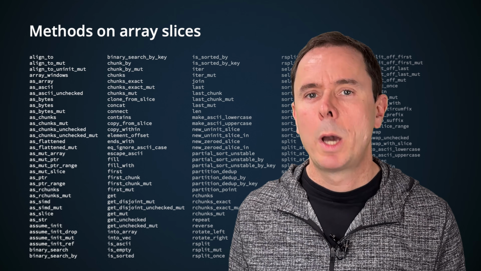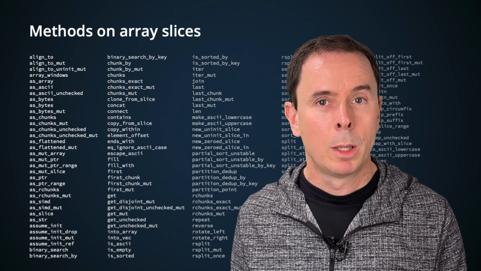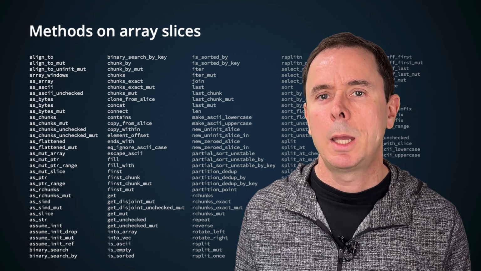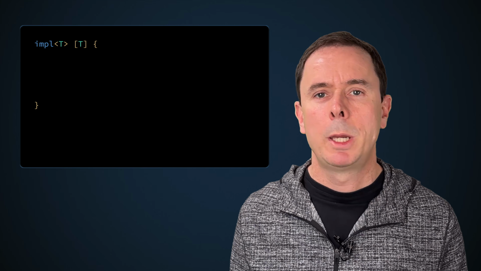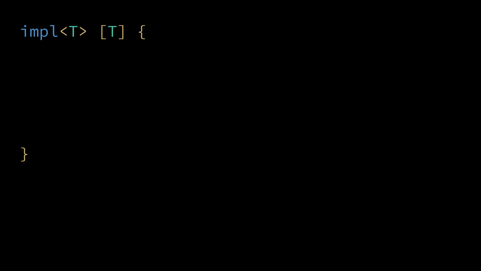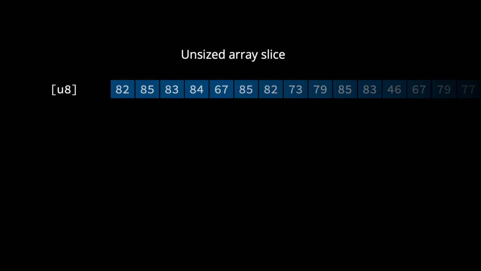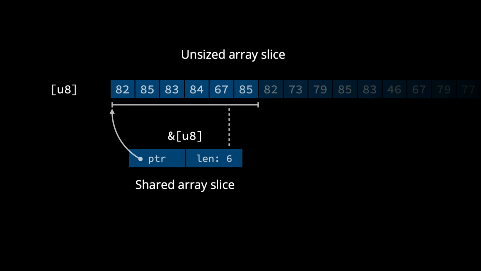split_at_mut is just one of many methods available on array slices, which raises an interesting question. How and where are these methods defined? Well, the core library, which is the platform-independent part of the standard library, has an impl block that looks like this. The T in angle brackets tells you this is a generic impl block, so T can be any type. The T in square brackets is the type we are implementing methods on. It's the self type for this impl block. And if you remember, [T] is the unsized array slice. It is a type you cannot hold because it's an array of unspecified length. But you can have a reference to it.